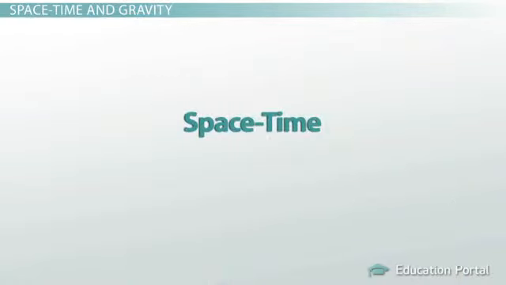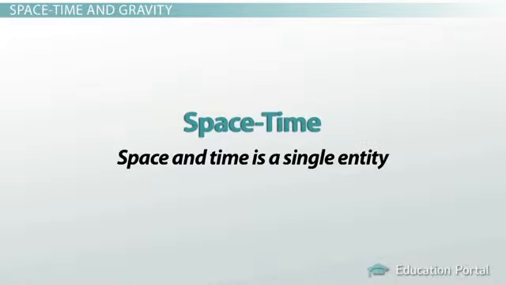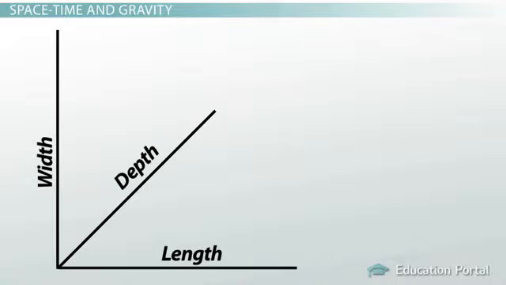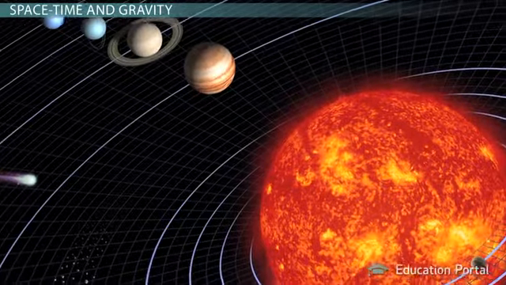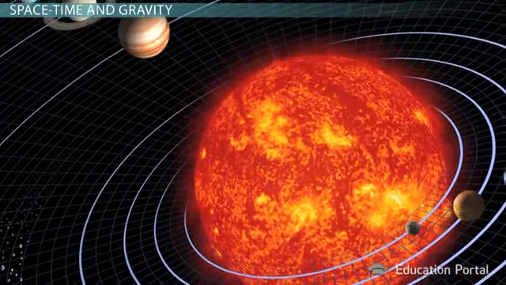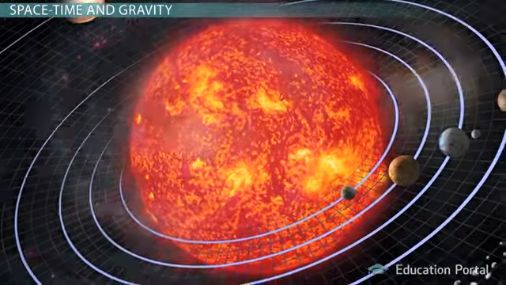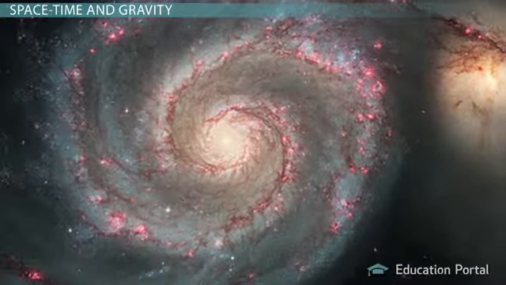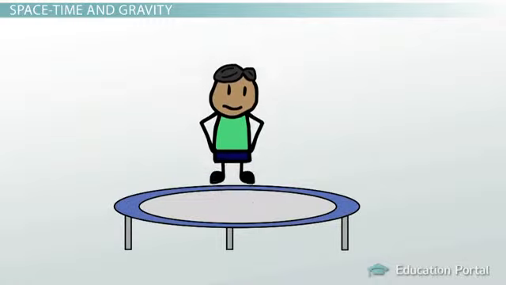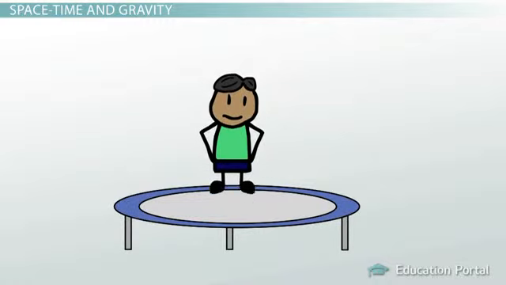Einstein thought of space and time as a single entity, and he referred to it as space-time. As space is defined by three dimensions, that is, length, width, and depth, time became the fourth dimension in space-time. He imagined a continuous space-time fabric to hold objects together, including planets in our solar system and galaxies in our universe. It is helpful to think of space-time as being like a trampoline.